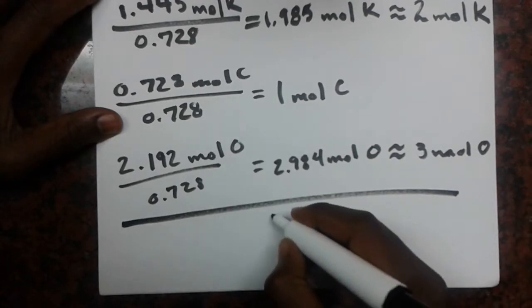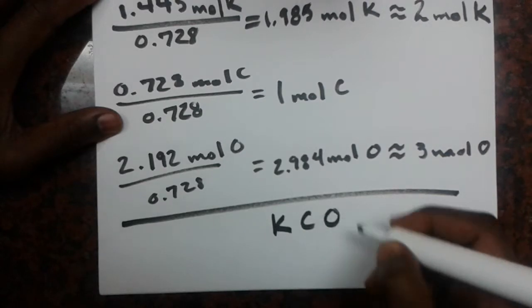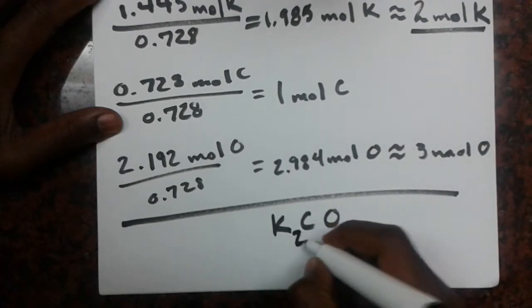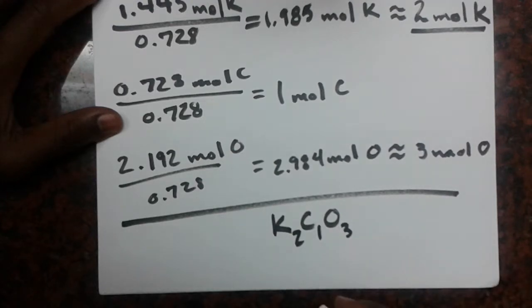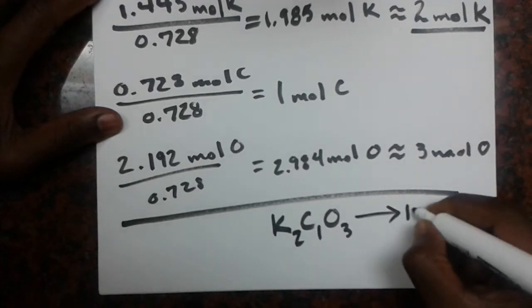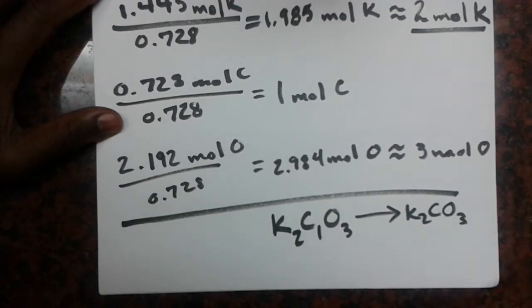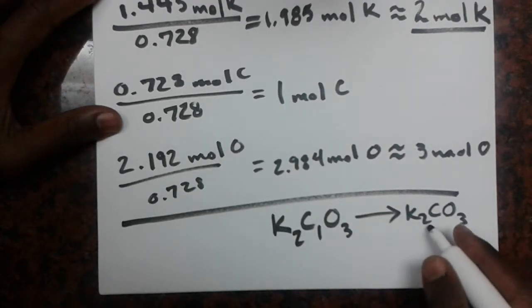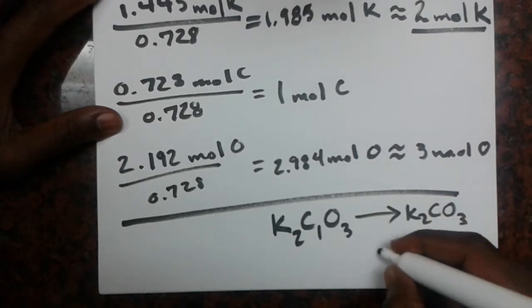We can now express the relative amounts of potassium, carbon, and oxygen using these values. So for potassium, I'm going to use 2, carbon 1, and oxygen 3. And since there's only one carbon, I don't really need a subscript. So we have integers for each of the atoms. This is an ionic compound, and the name is potassium carbonate.